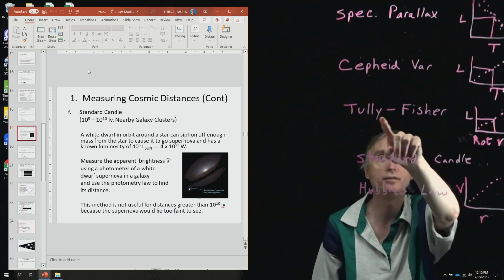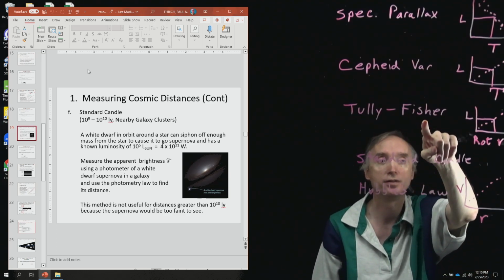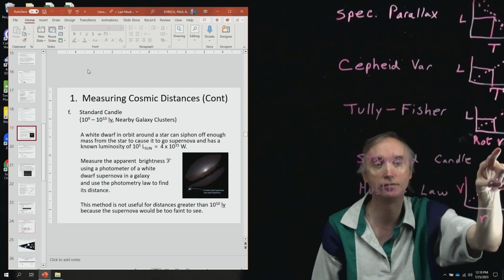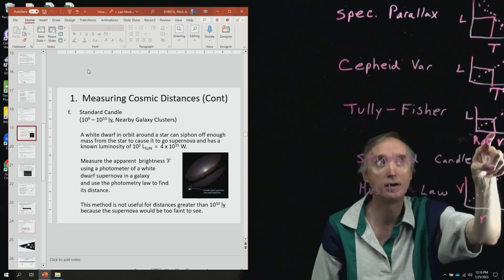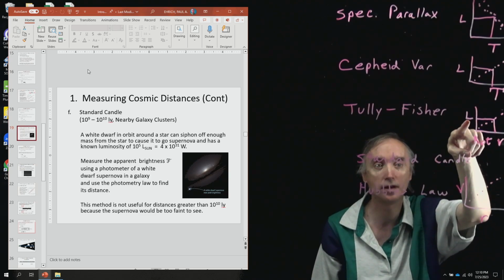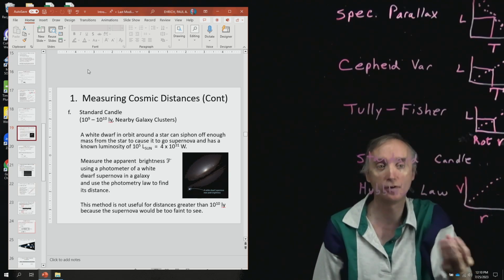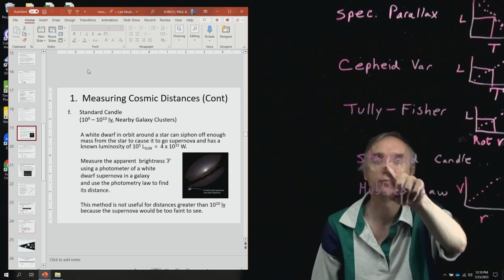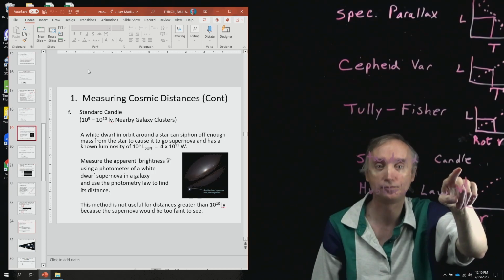Okay, with the Tully-Fisher relationship, you're going to use a graph, but this time it's the rotational speed of a galaxy. Bounce it off the curve, get the actual brightness, use photometry to figure out the distance to the object. Now, let's do the standard candle.